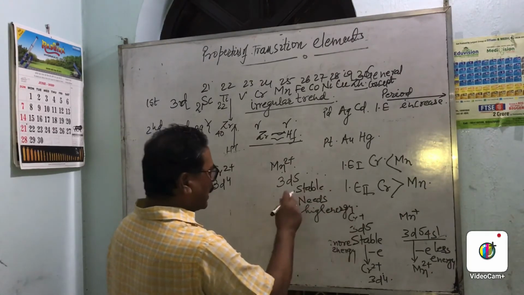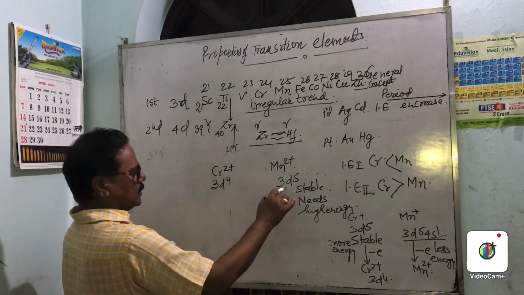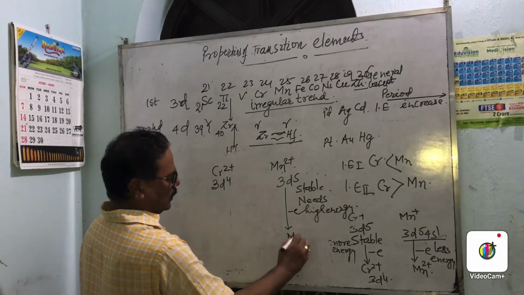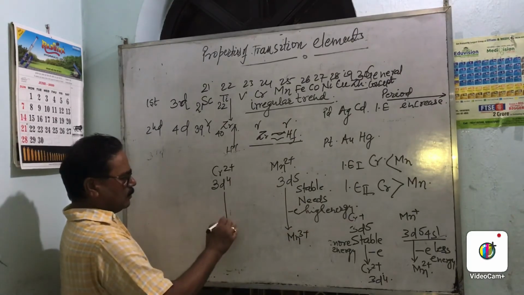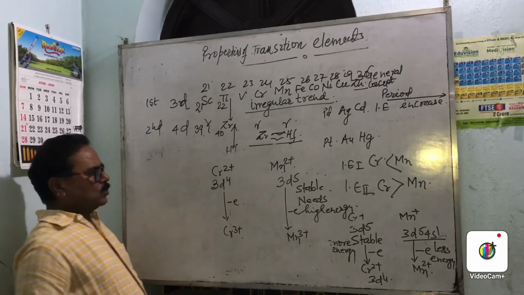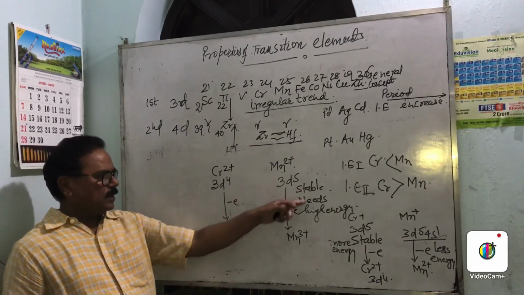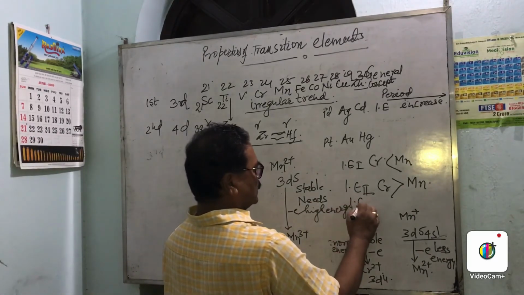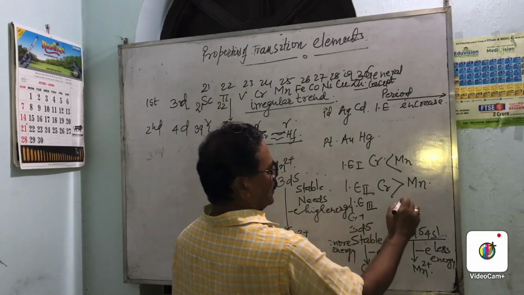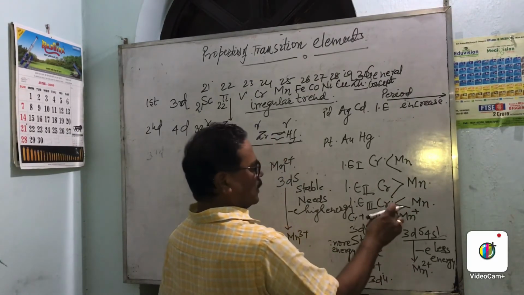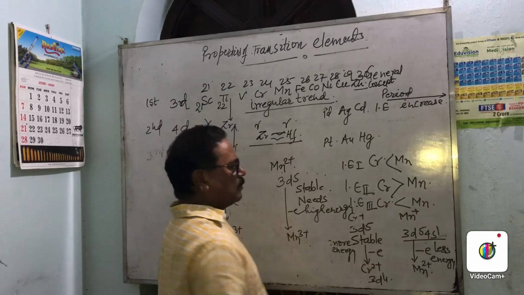So if it needs high energy, it means its third ionization energy will be high, to remove an electron and form the Mn3+ ion, and it will form the chromium 3+ ion by removing an electron. So the third ionization energy of this will be very high. So if we talk about the third ionization energy, the third ionization energy of chromium will be less than that of manganese.